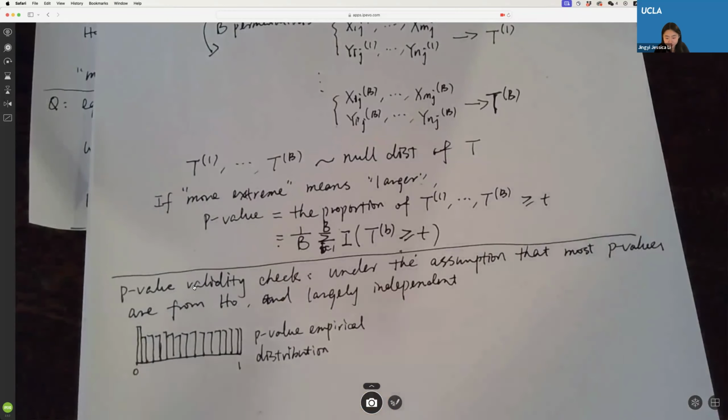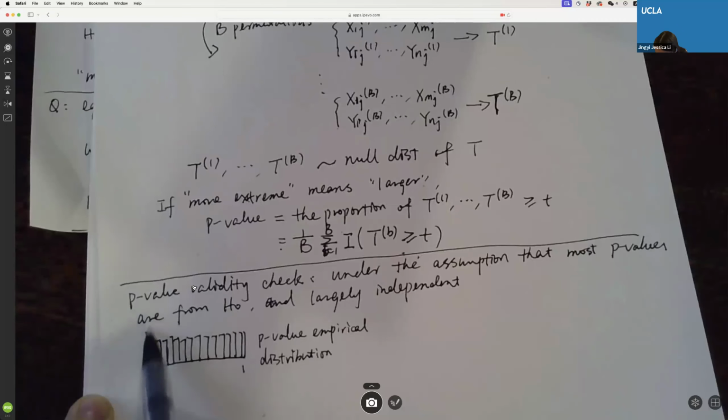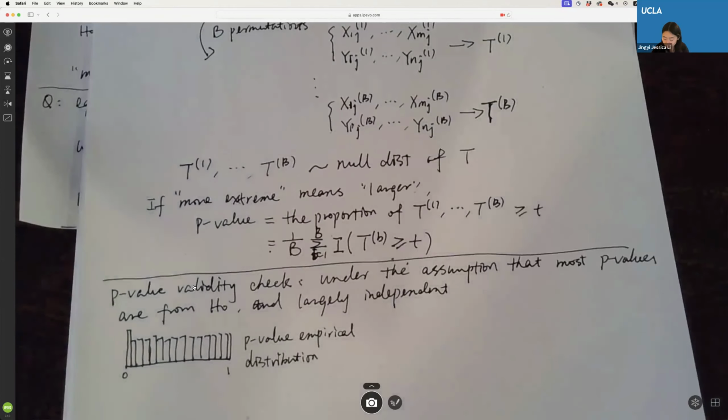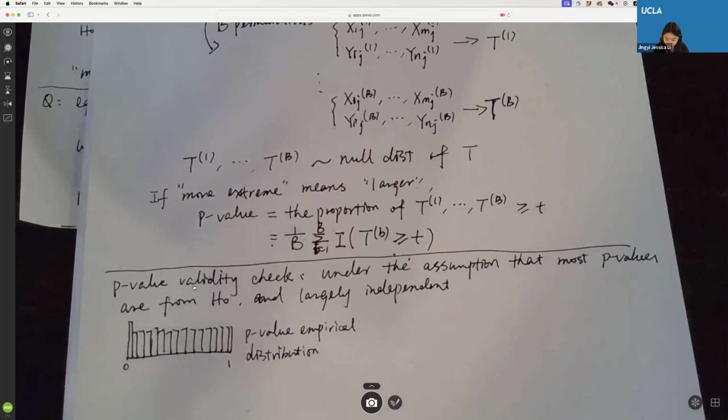But what would be not good? That is, if you have a clear distribution where many p-values are around 0, and very few are larger, and you don't see a uniform trend, that will be problematic.